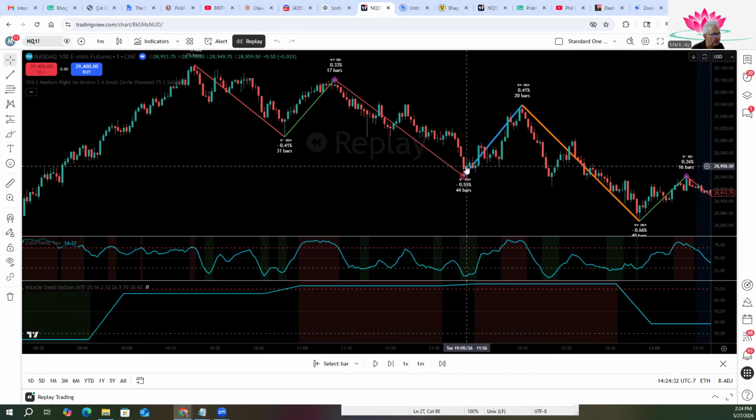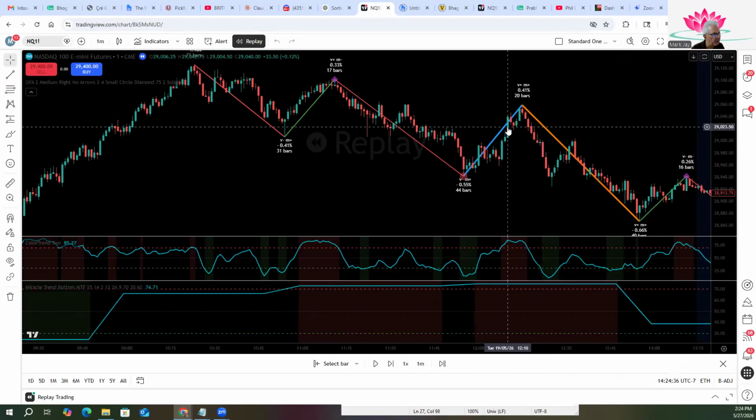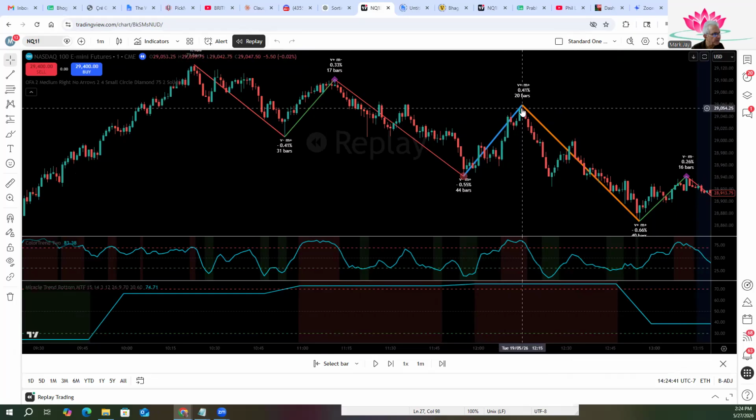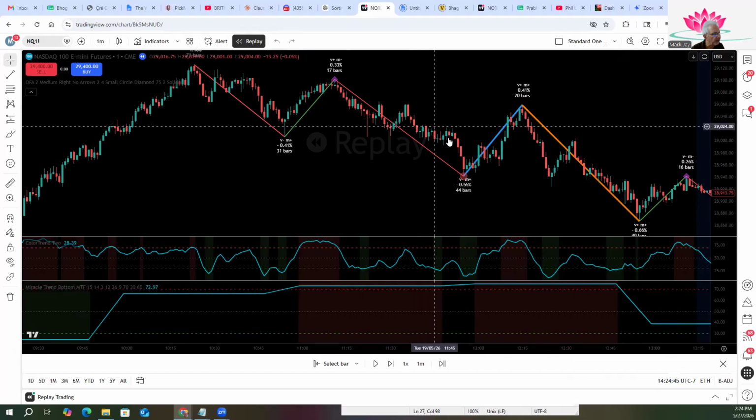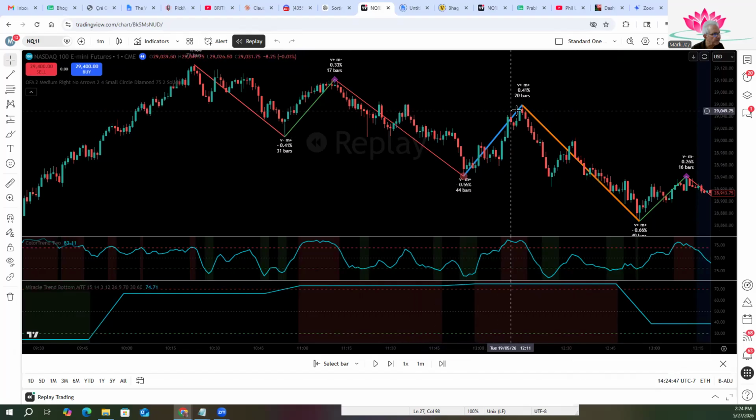We entered here at 28,958. The market's going to try to get back up to 29,000, which it did, and it went beyond it, all the way up to here. So look over here, you can see the market fell at this point and came right back.